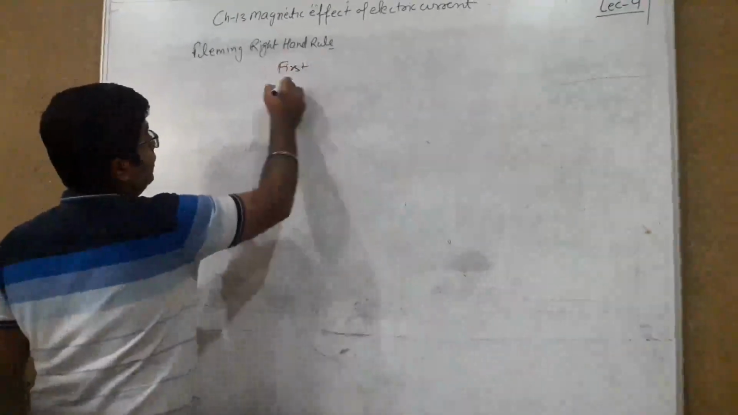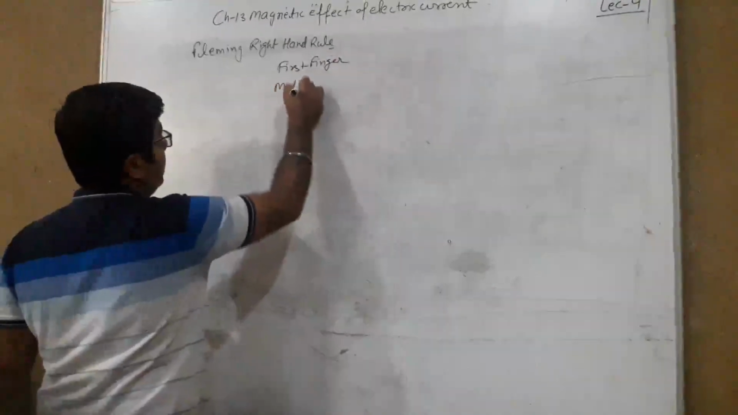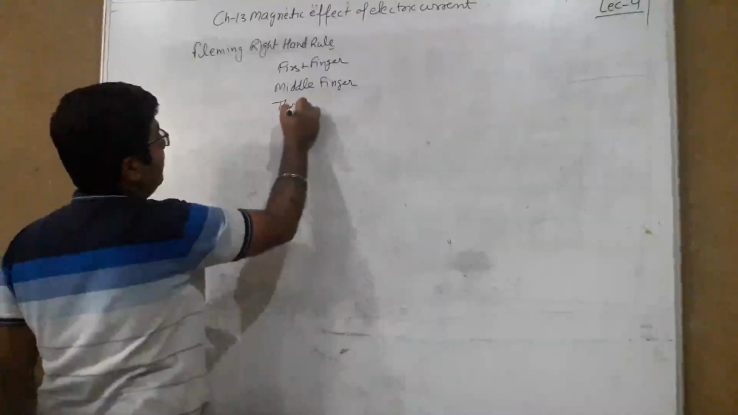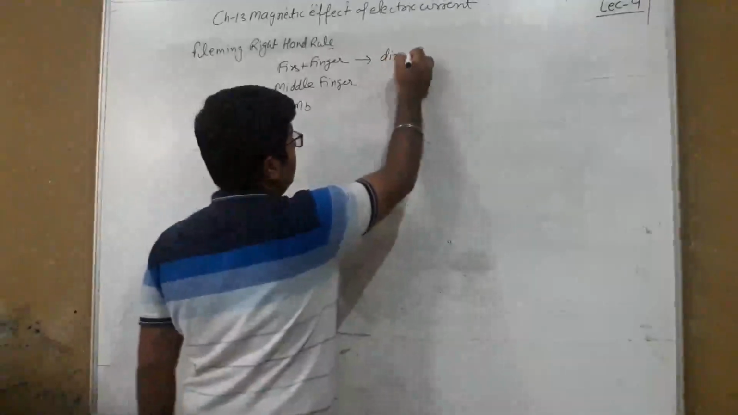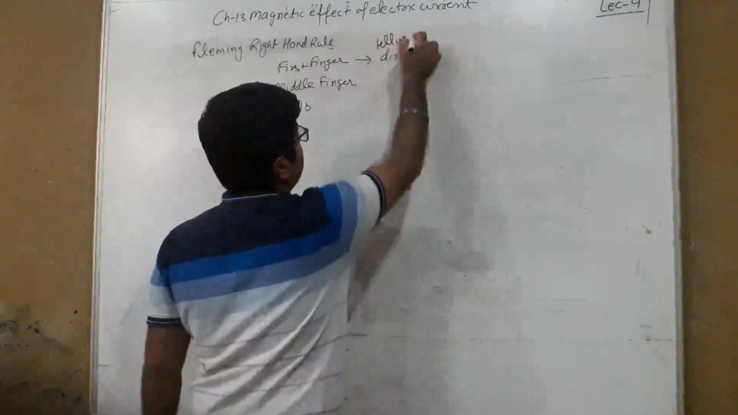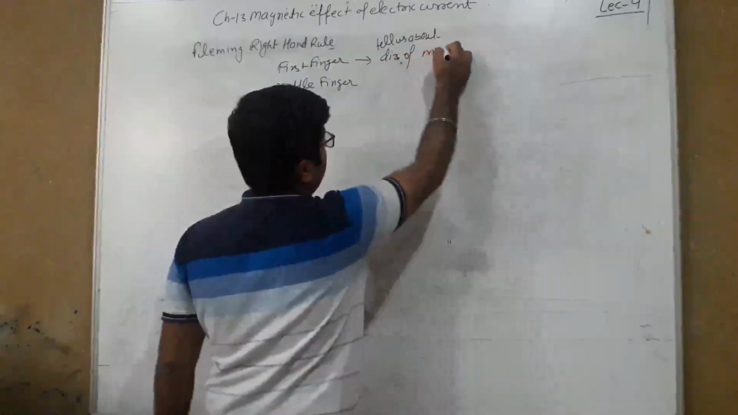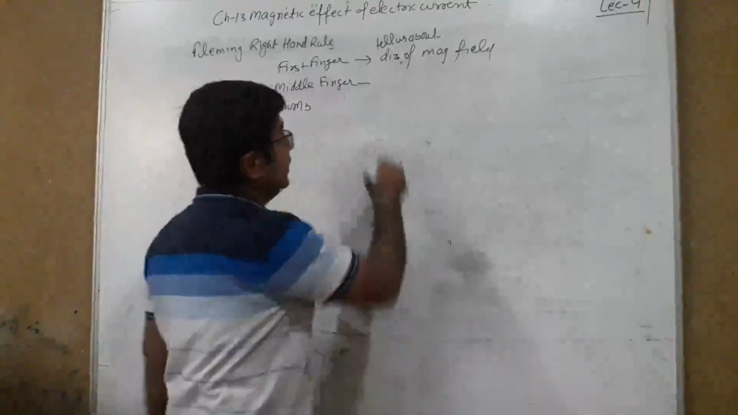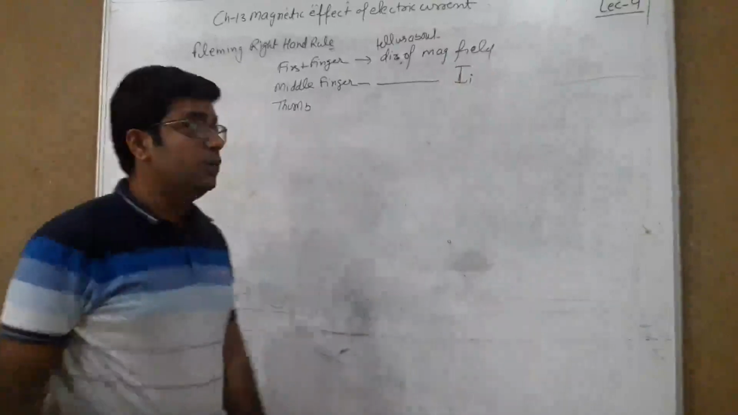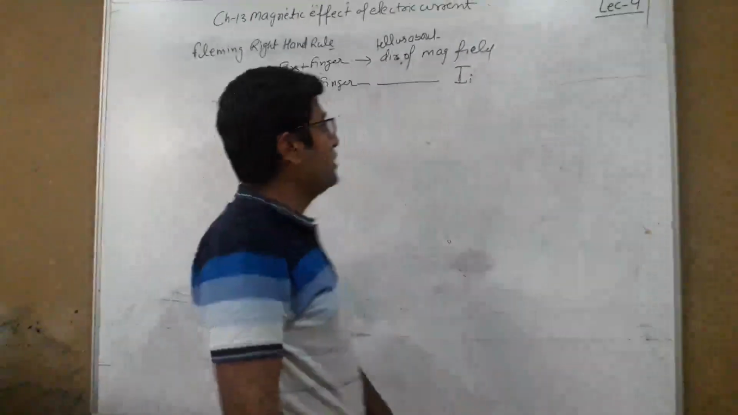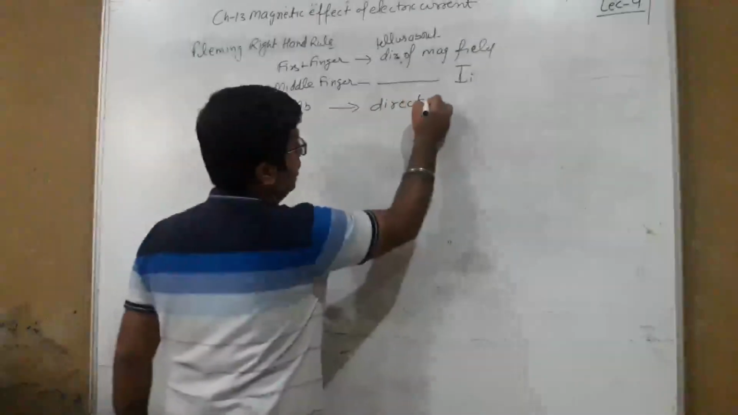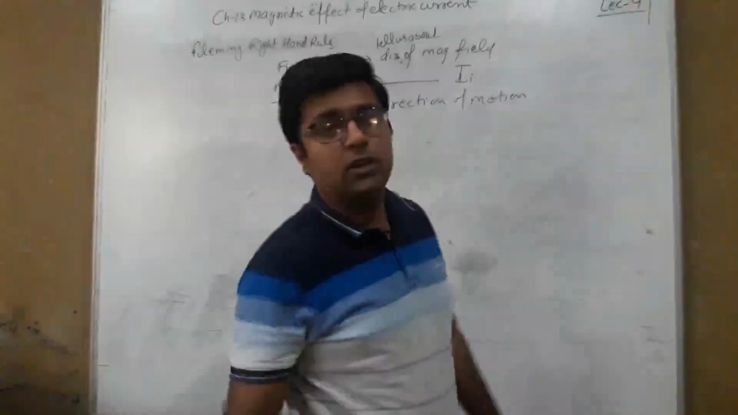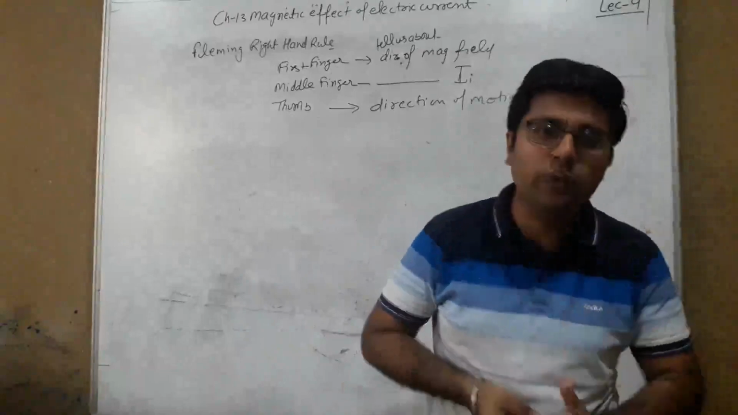So, first finger tells us about the direction of magnetic field. Similarly, the middle finger tells us about the direction of induced current. It's for your simplicity; there is no such symbol for induced current. The thumb is the direction of motion. Which motion? The direction in which our magnet is moving. We did the same thing in our electric generator. So just note it down.